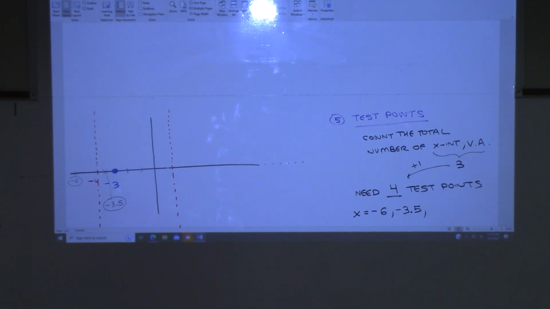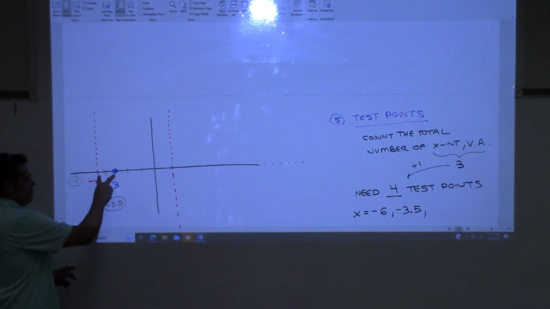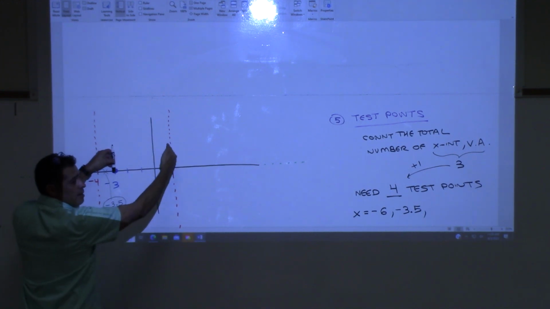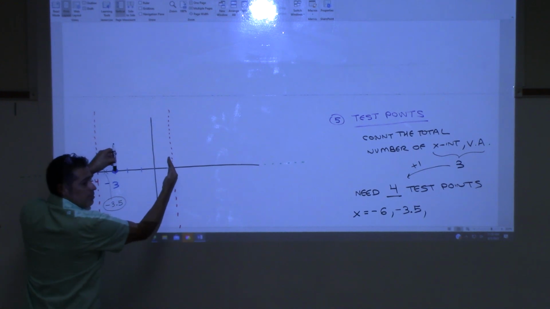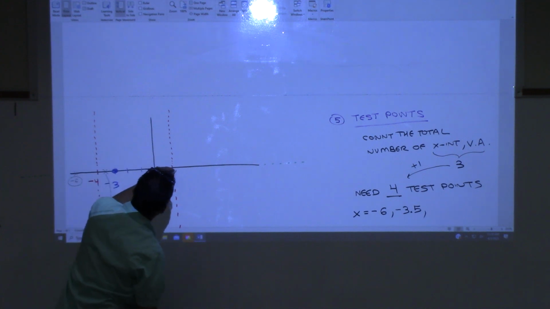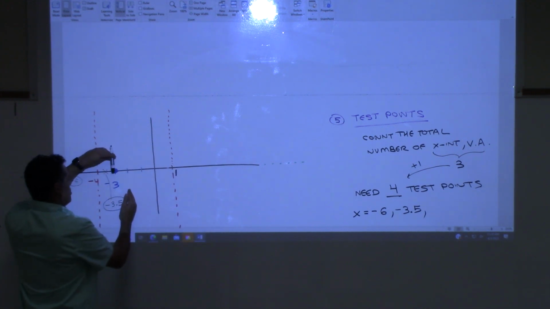So I have a second one. So in between these two. So I got myself to here. Now I look to the right. I have a vertical here, right? I need something in between these two. Any number between -3 and, this was 1, right? That's a 1. Okay, any number between -3 and 1.